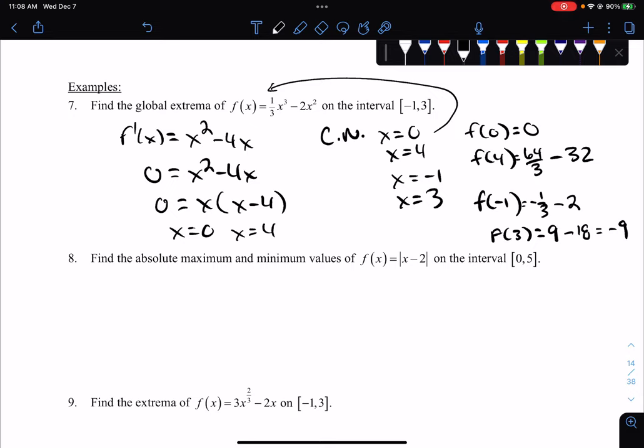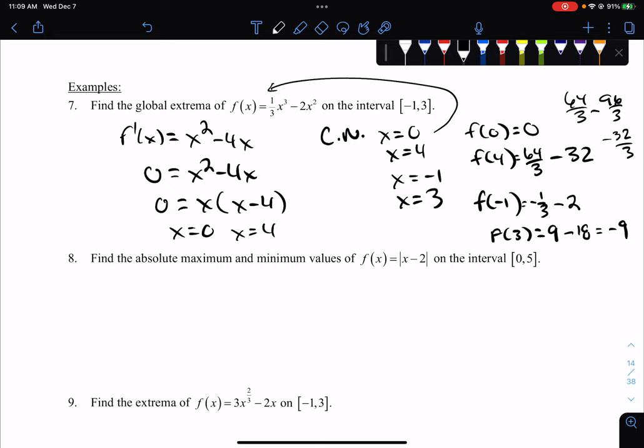So I look at these numbers and I look for the biggest number. I look for the smallest number. This one is definitely, whoa, what just happened? Don't do that. 64 thirds minus 32. If I want to clean that up a little bit, we've got to do 64 thirds minus 96 thirds, which is going to be -32 thirds. Did I do my math right? Yeah.